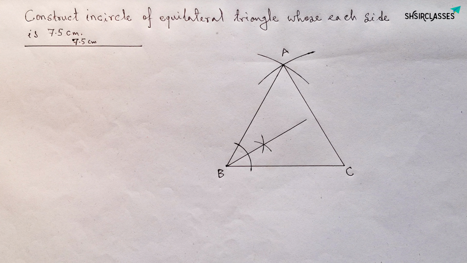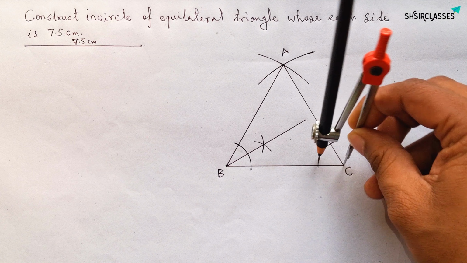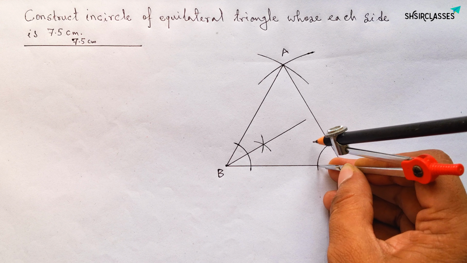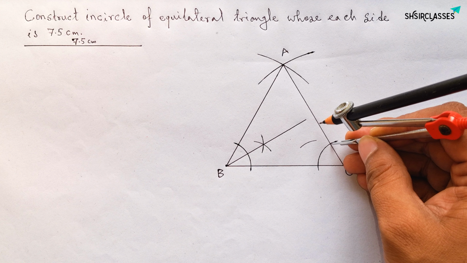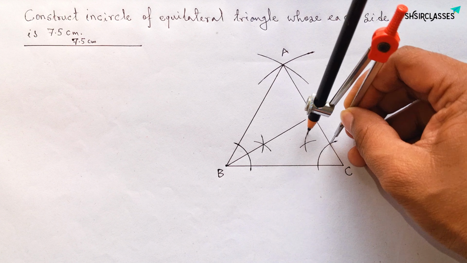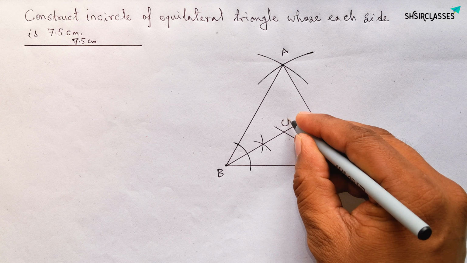Next, we have to bisect angle C in a similar way, putting the compass on the point C and drawing arcs by this way. Now joining this, and it is a bisector of the angle C. Here both bisectors intersect at a point O.